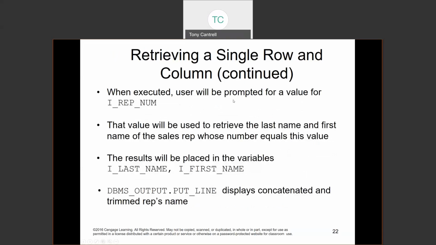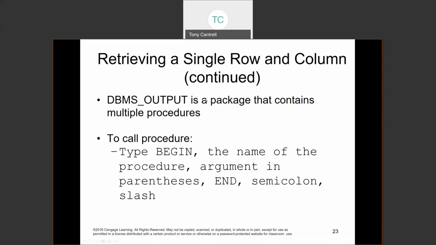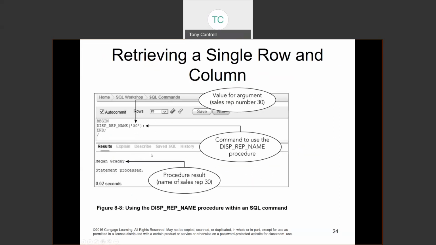That's pretty much everything I just told you. DBMS_OUTPUT is a package that contains multiple procedures. To call a procedure, you type begin, the name of the procedure, the argument in parentheses, then end, a semicolon, and the /. Begin, the name of the procedure, the argument you're going to pass, and the end. And of course, the /. And it returns Megan Grady, which tells you that rep number 30 is Megan Grady.